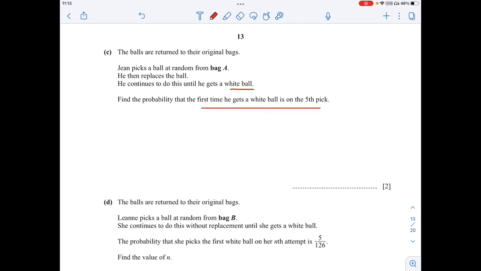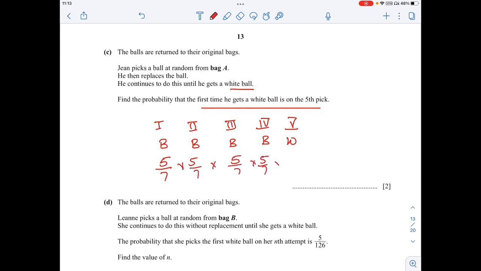So what is happening? First, second, third, fourth, and fifth. So it should be black, black, black, black, and a white. Black is 5 upon 7. Black is again replaced, so it remains the same: 5 upon 7, 5 upon 7, and white is going to be 2 upon 7. Simplify that, it should be 1250 divided by 16807.